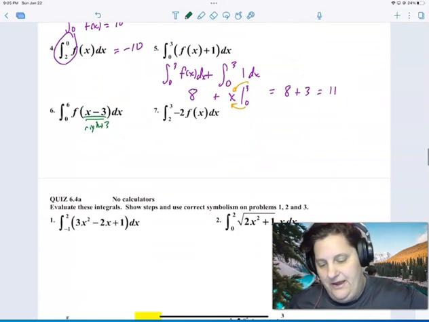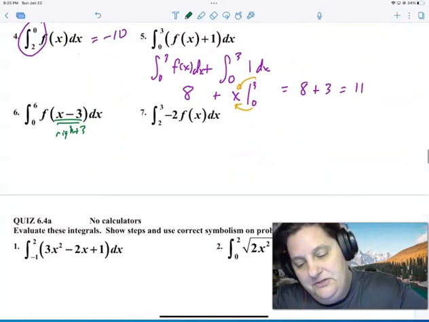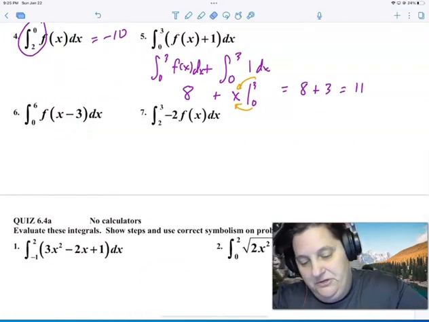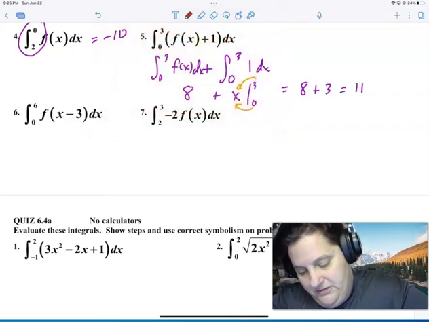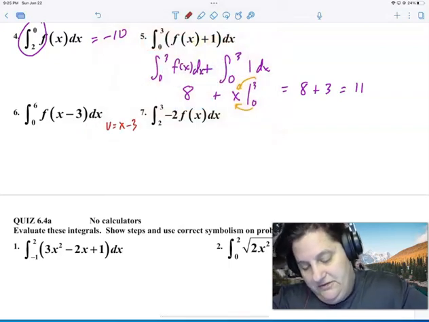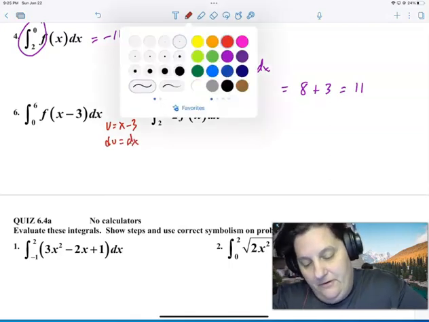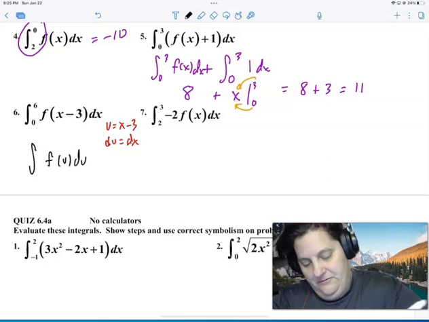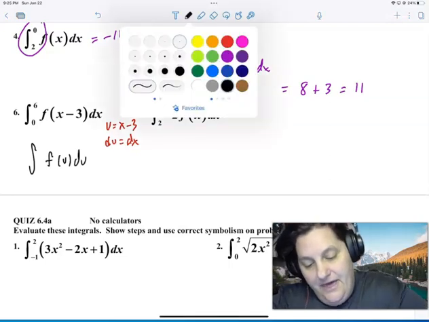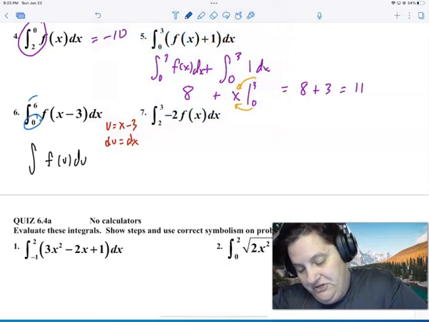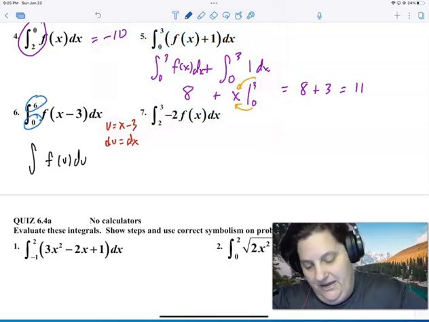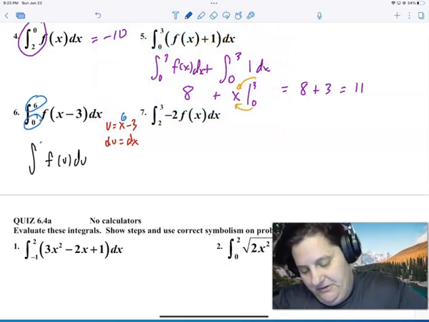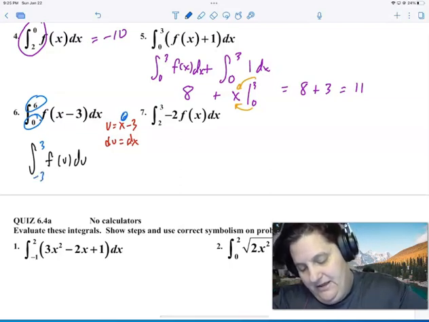The other thing that you can do, you guys, is you can, let's do like a quick u substitution. This is something you will see on the AP test. Check this out. If u is x minus 3, du is dx, I can rewrite this as f of u du, okay? And then, look, I have to change my endpoints. Now, these are x endpoints. If I put 6 here, 6 minus 3 is 3. If I put 0 here, 0 minus 3 is negative 3.